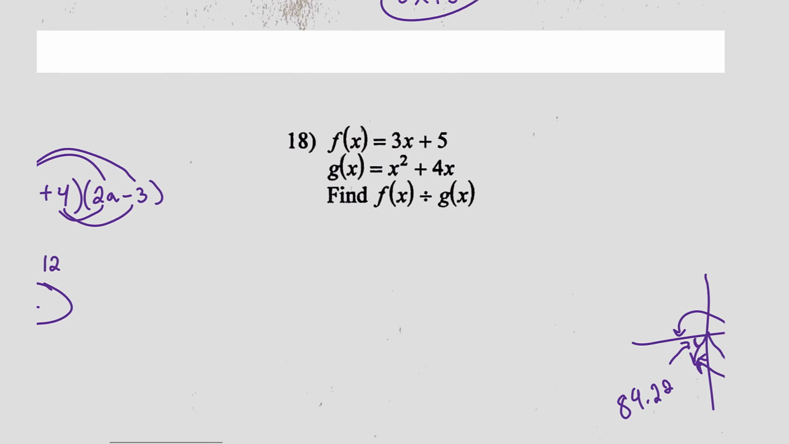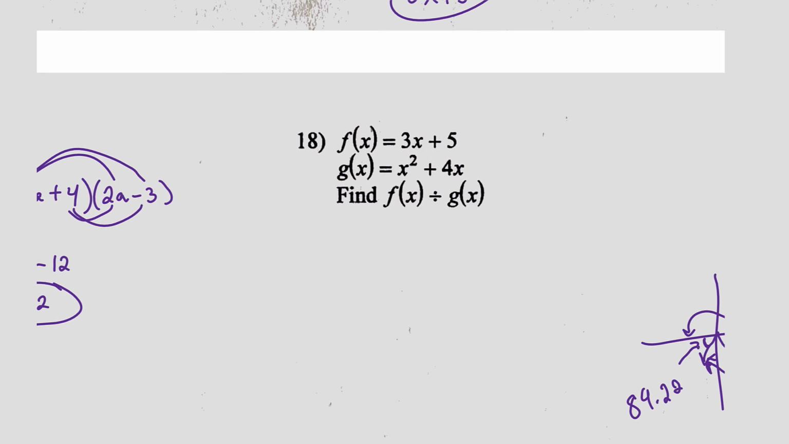Fair enough. 18, we're dividing, which means we're just going to stick them on top of each other. Don't try to do anything else to it. If these simplify, there are 4 terms here, 2 on top, 2 on bottom. In order for this to simplify, everything would have to have something in common. So they would all have to be divisible by 2 or all divisible by x, and that's not happening here.